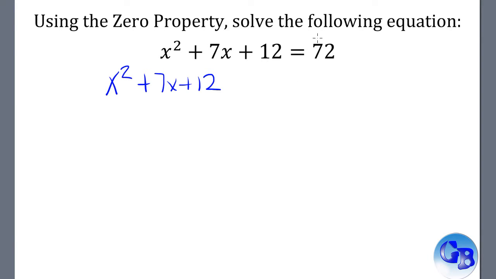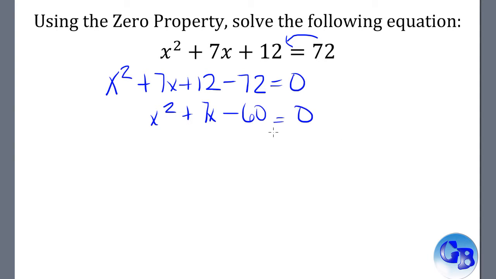Well, if we move that 72 into this equation, now it becomes 72, we now have a quadratic equation. We just need to combine some values here. So negative 72 and positive 12 gives us negative 60. And we go ahead and add in these other two terms. So we have positive 7x and x squared, and that equals 0. Now we can begin to find solutions for this quadratic equation.